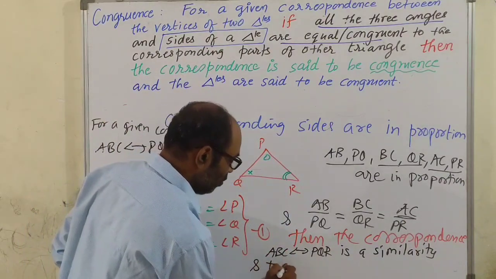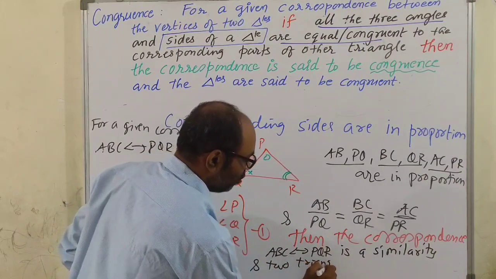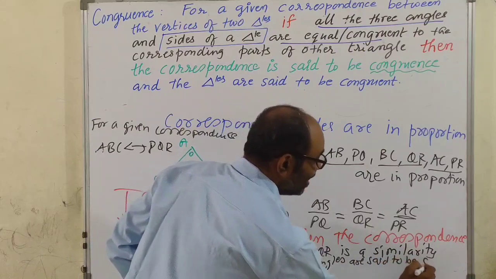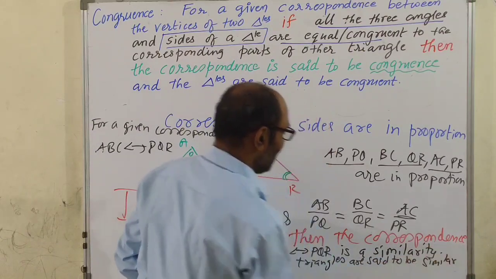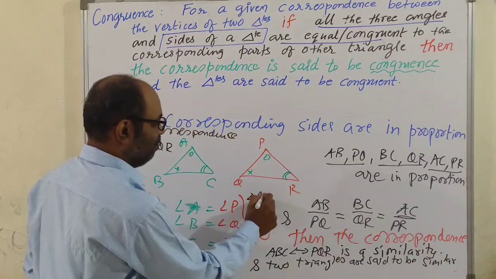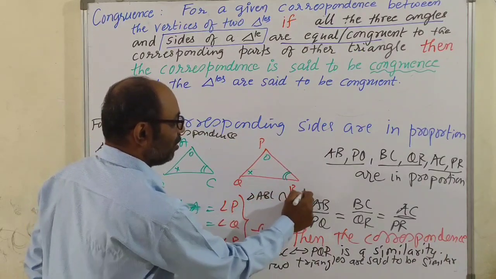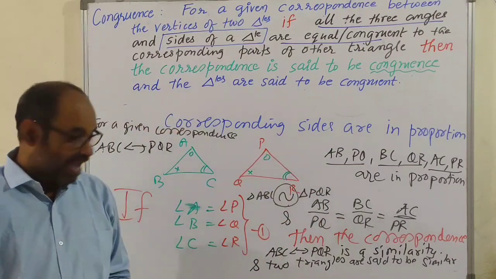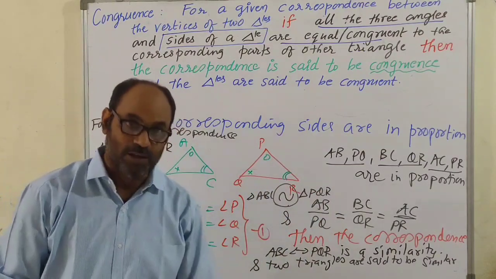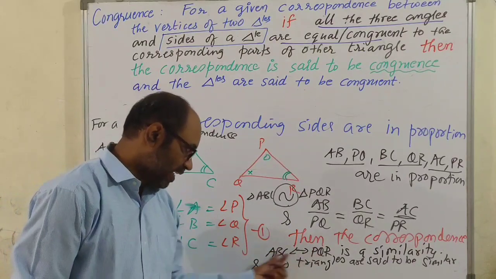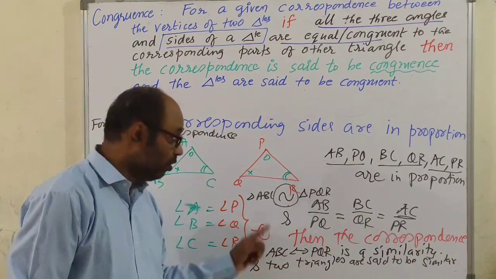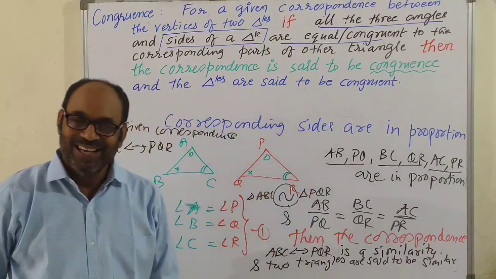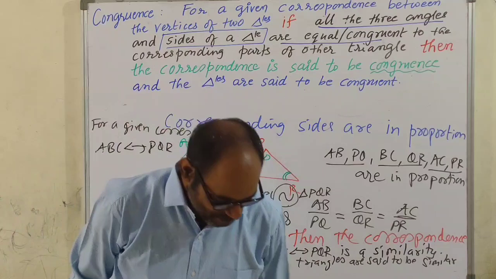And two triangles are said to be similar. The two triangles. So you can say triangle ABC is similar to triangle PQR. This is the sign of similarity. Triangle ABC is similar to triangle PQR. After the correspondence, you put the triangle symbol and the sign of similarity. It's like this. Okay? So when are the two triangles similar?